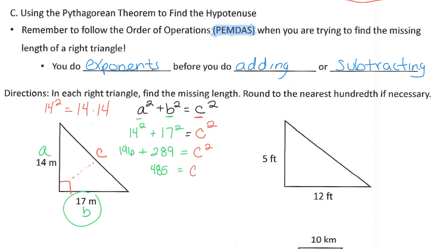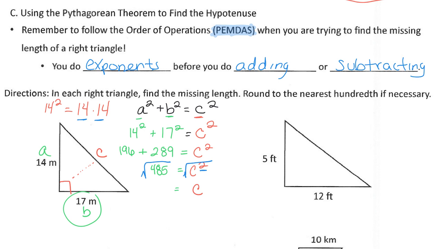485 equals c squared. Now this is the new part of solving an equation, because we've never had something that has a square there. That square tells me there's two c's, just like where we did 14 times 14. So the opposite of a square is something called a square root. In order to get rid of this 2, we have to square root both sides. That gives me c alone.